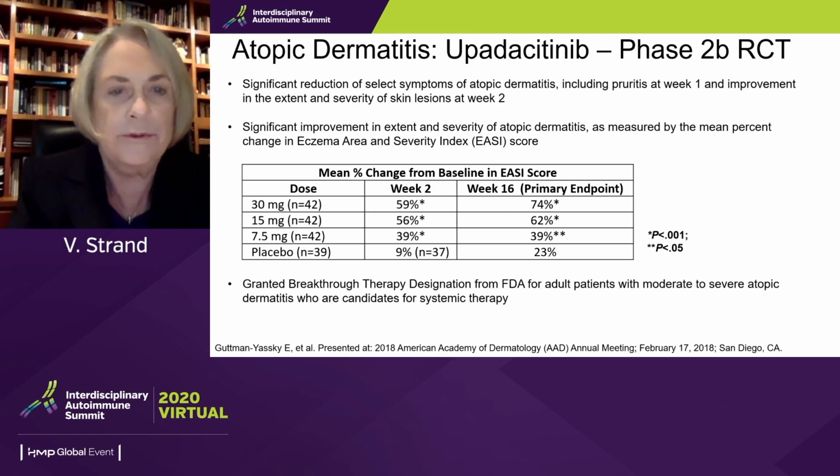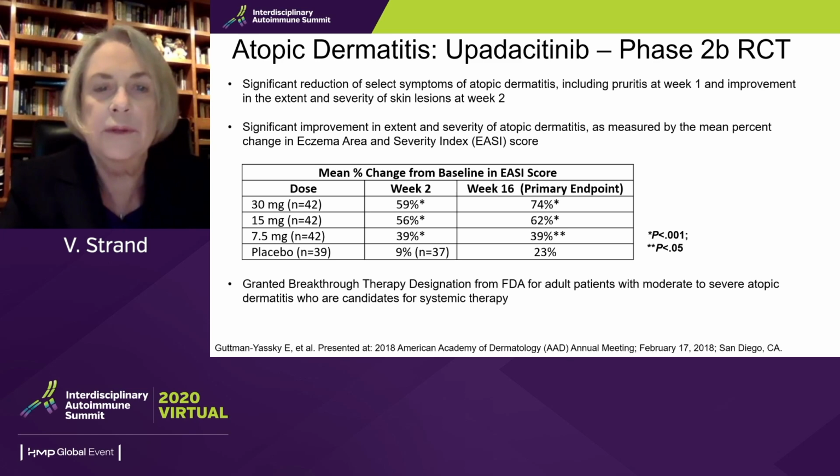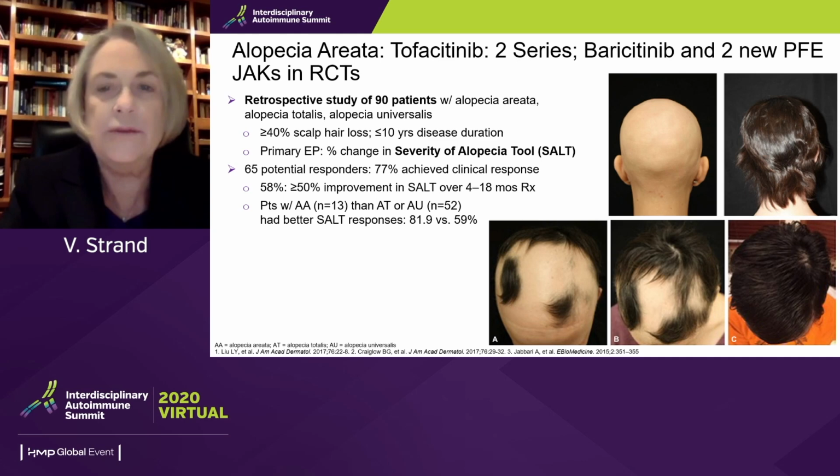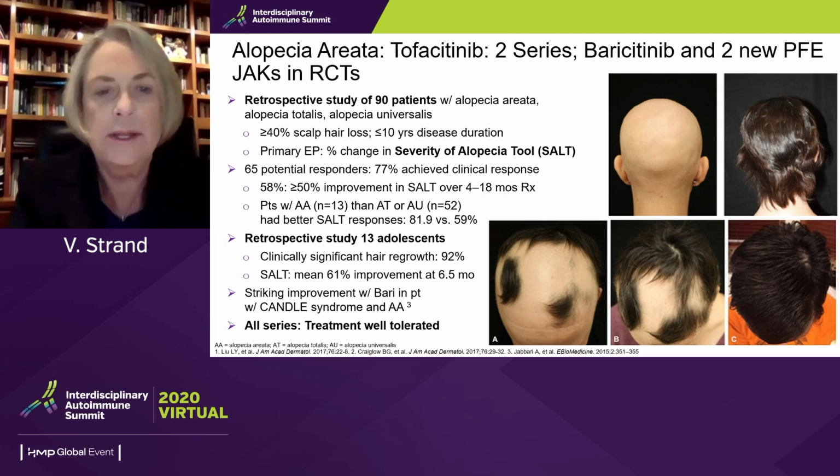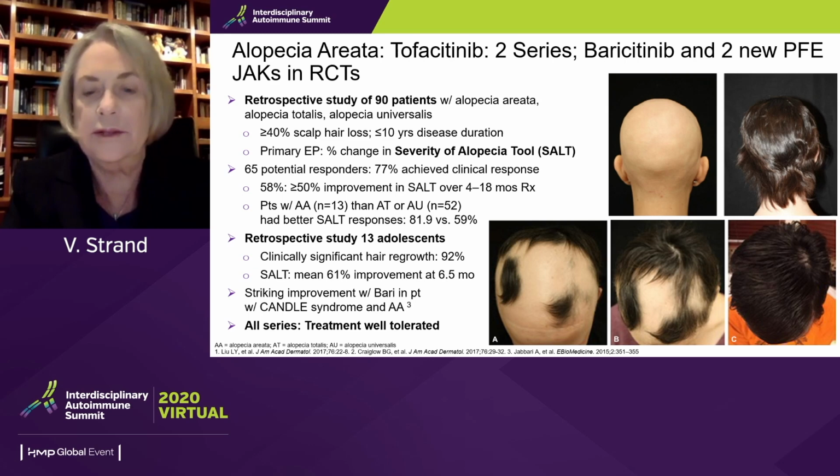And then this is a smaller phase 2 study with upadacitinib. Again, early responses at week 2 and week 16 by the EASI score. And this one also has breakthrough status at the FDA. And then look at these dramatic findings with alopecia areata, which is something that's really difficult to treat, particularly in adolescents who are very worried about having alopecia. And here we're looking at the SALT, or the severity of alopecia tool, and we're seeing results that are really quite early and very dramatic, as you can already see, well tolerated.